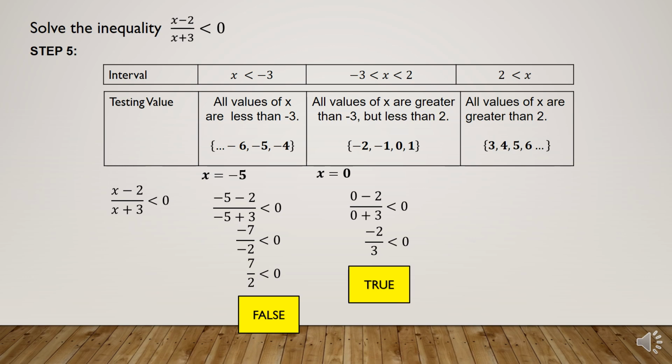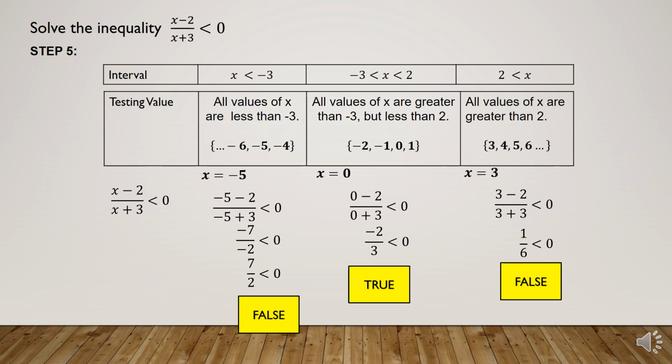Then, let us now proceed to the third interval. So, I let x is equal to 3. Then, substitute to the given inequality. So, we have (3 minus 2) over (3 plus 3) is less than 0. We do not know yet if it is true or false. Then, we simplify 3 minus 2, which is positive 1, over 3 plus 3, which is 6. Then, 1 over 6 is less than 0, which is false because positive is always greater than 0.